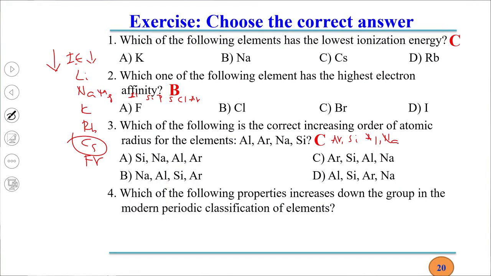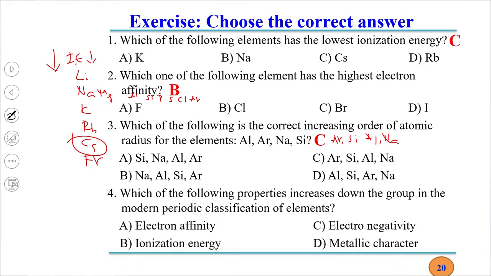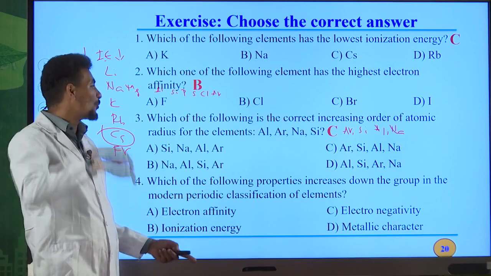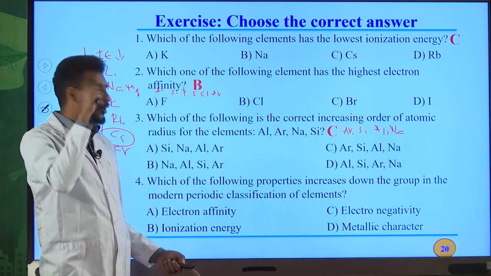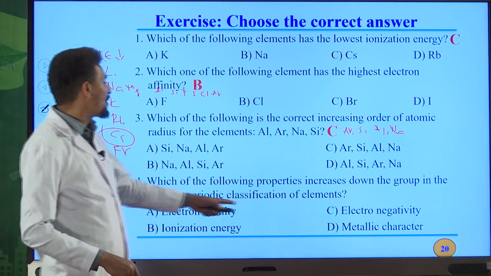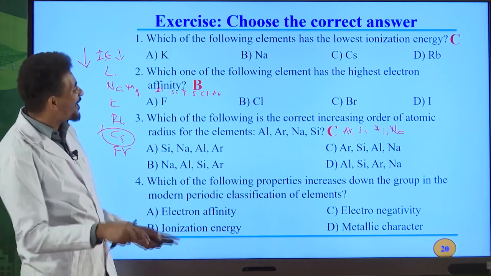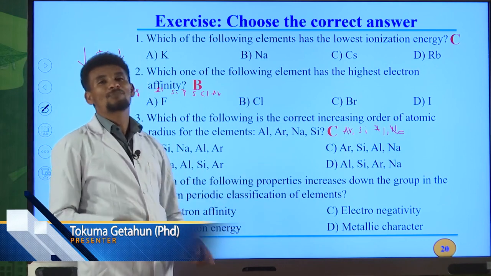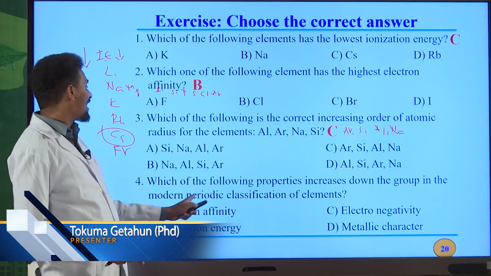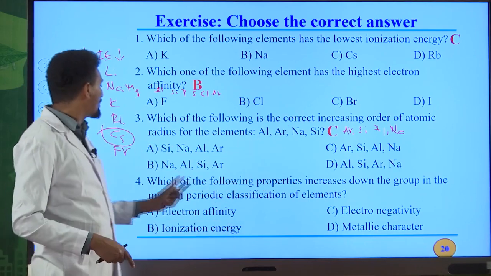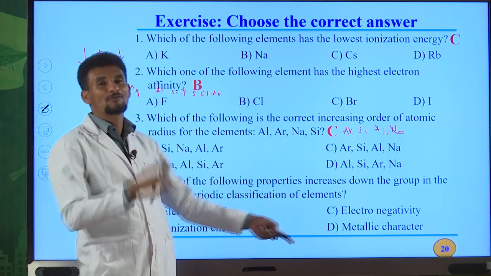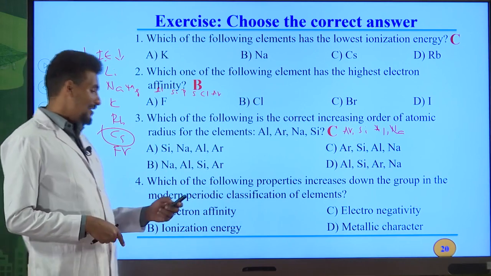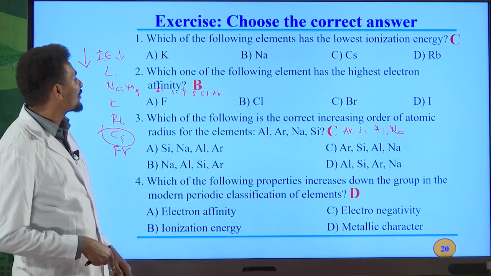Okay, question number 4. Which of the following properties increases down the group in the modern periodic classification of the elements? I already told you that electron affinity decreases down the group from top to bottom, but increases from left to right across the period. Ionization energy decreases down the group from top to bottom, but increases from left to right across the period. Electronegativity also decreases down the group from top to bottom, but increases from left to right across the period. But this question says which of the following properties increases down the group in the modern periodic classification of the elements? Down the group, metallic character increases, but from left to right, metallic character decreases. So D is the correct answer for this question.